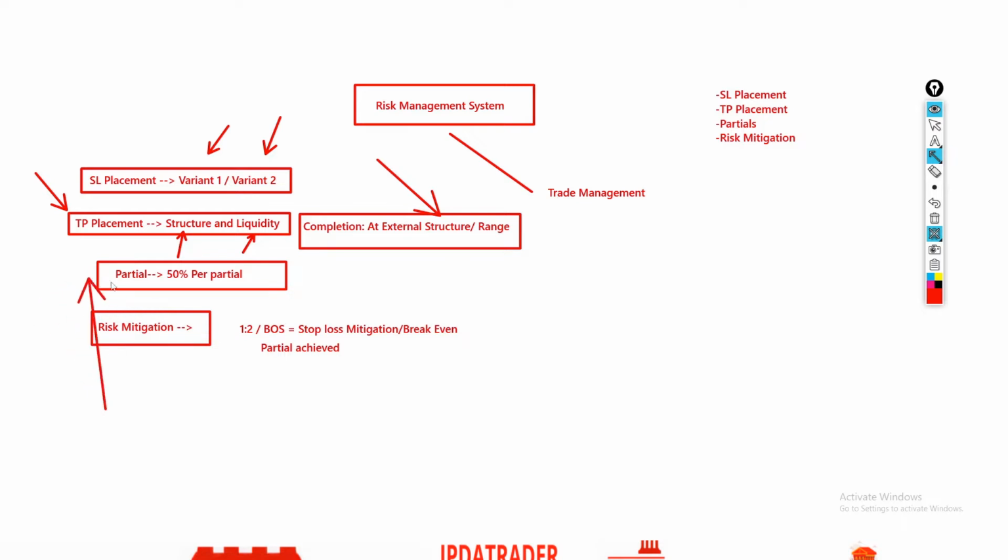So understand that. Lastly, for the risk mitigation section, every time we hit a 1 to 2 or a break of market structure in my favor occurs or a partial is achieved, I can then move my stop loss to break even or trail it however I want. So this is it. I hope the system that we're going to be testing out is pretty clear for you guys at this point. It should be, but we're going to be getting into more details as we look into the trades.